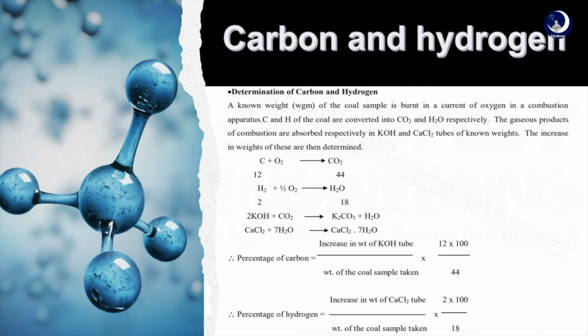Then the percentage of carbon is given as the increase in weight of the KOH tube by the weight of coal sample taken, into 12 into 100 by 44, because here we are taking the weights. And the percentage of hydrogen is equal to the increase in weight of the CaCl2 tube by the weight of coal sample taken, into 2 into 100 by 18.